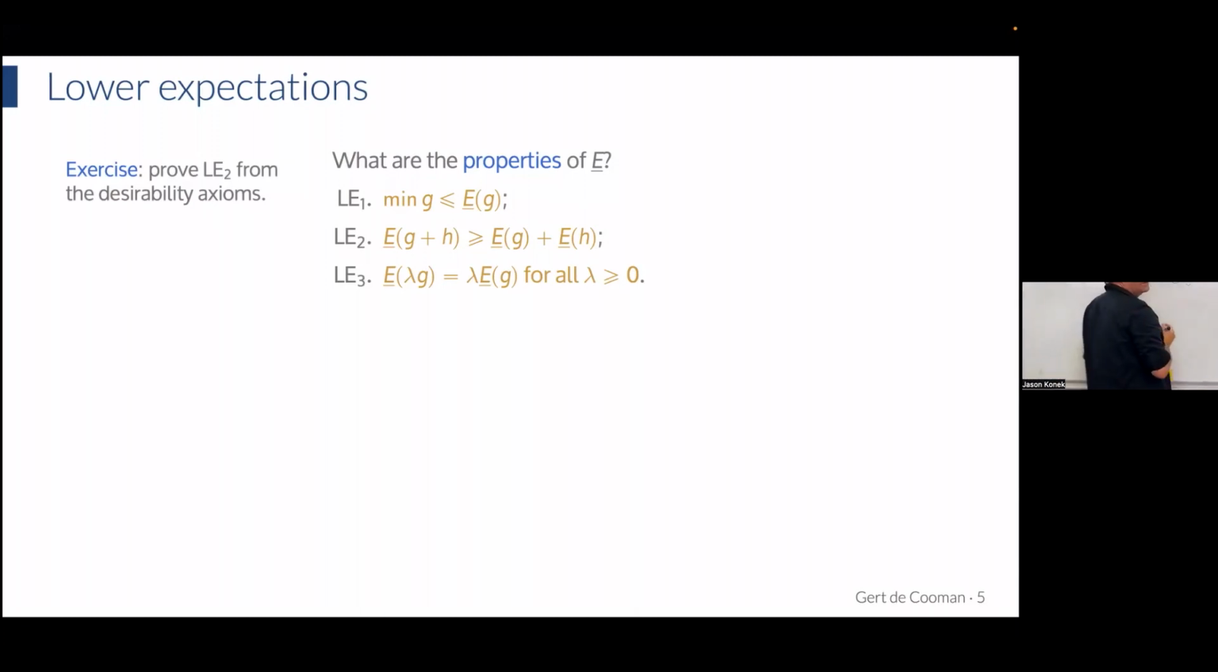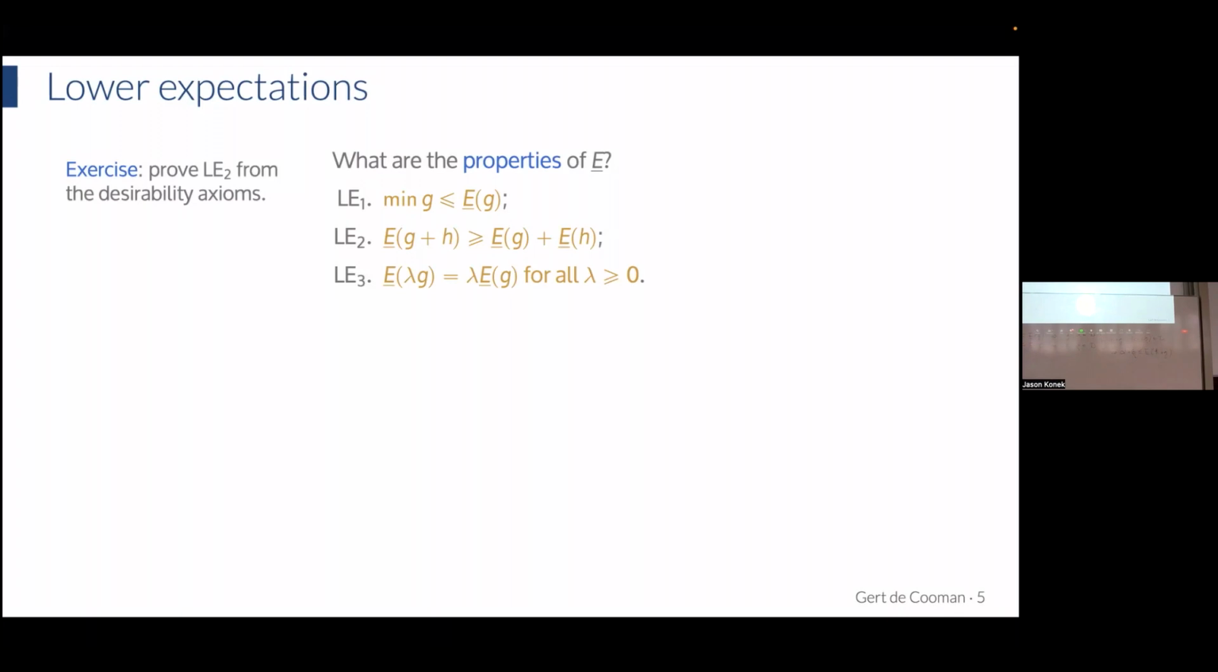As a result, because if I have two desirable things, then their sum is also desirable. This means that H plus G minus alpha plus beta is desirable. And if I now use the definition of a lower expectation as a supremum of all the values for which this is desirable, this tells me that alpha plus beta must be smaller than the lower expectation of H plus G, by the definition of the lower expectation, because the lower expectation is the highest one.